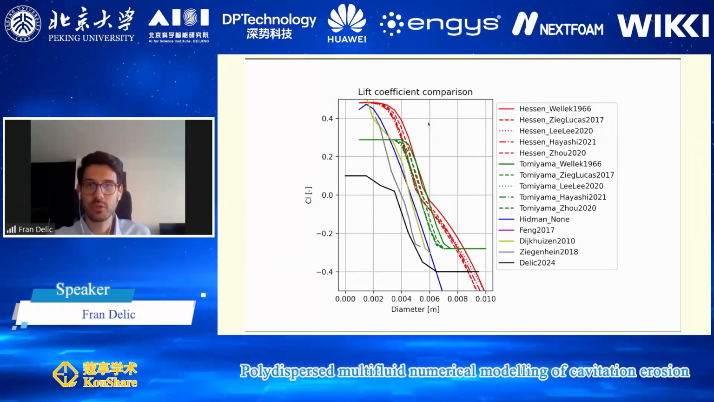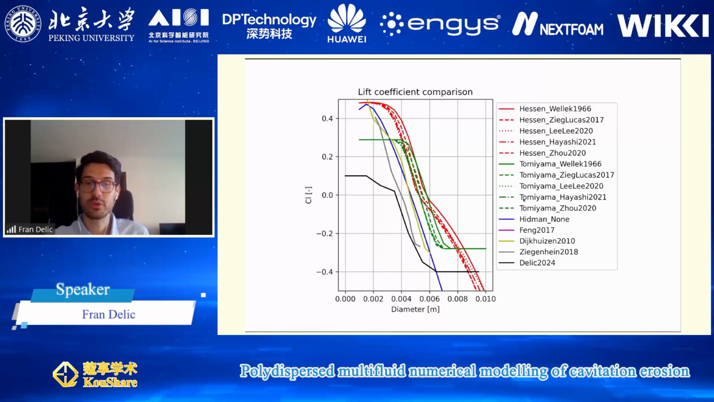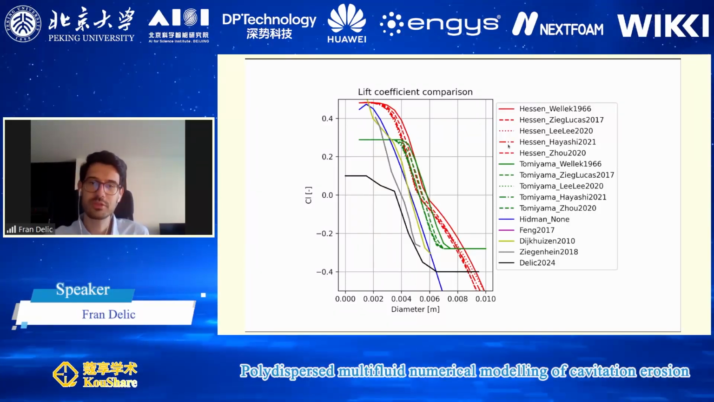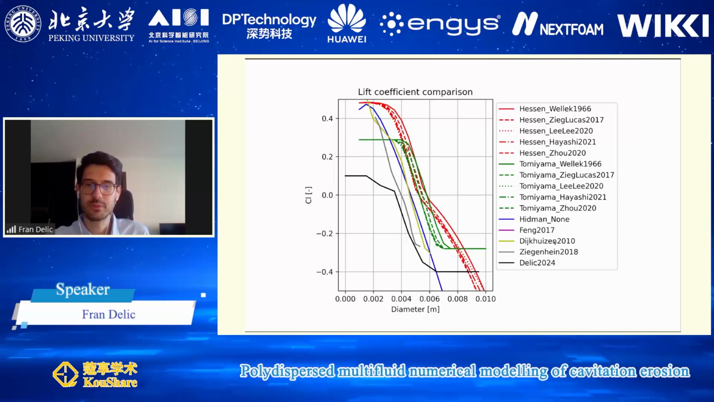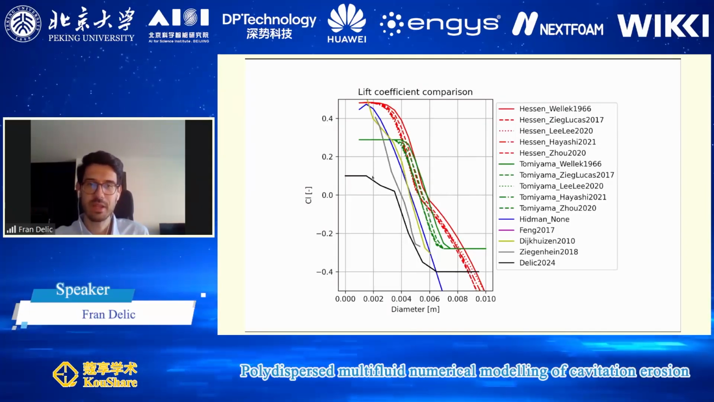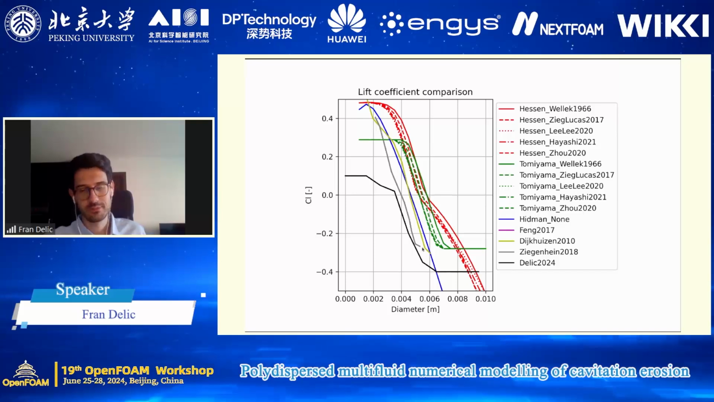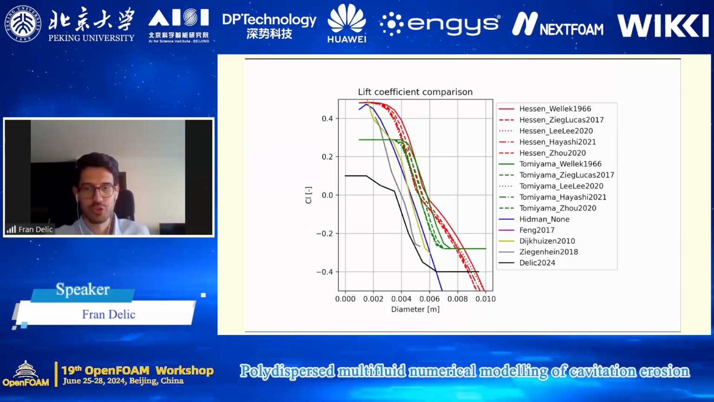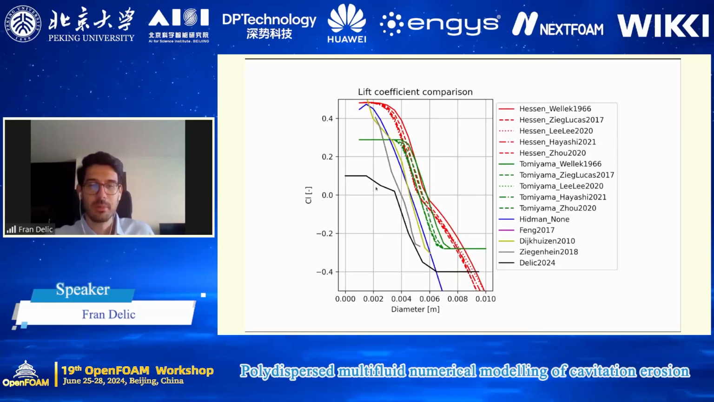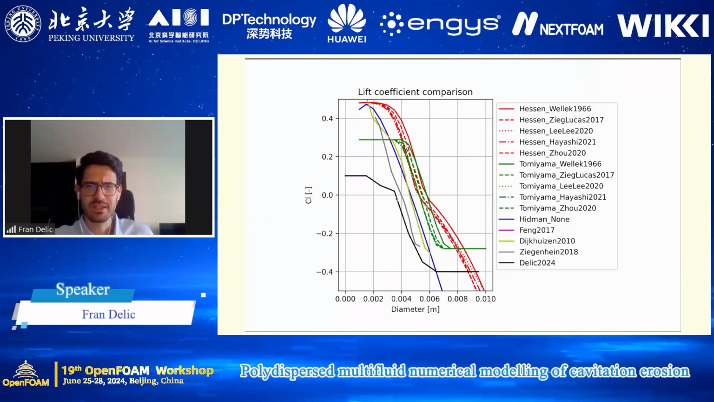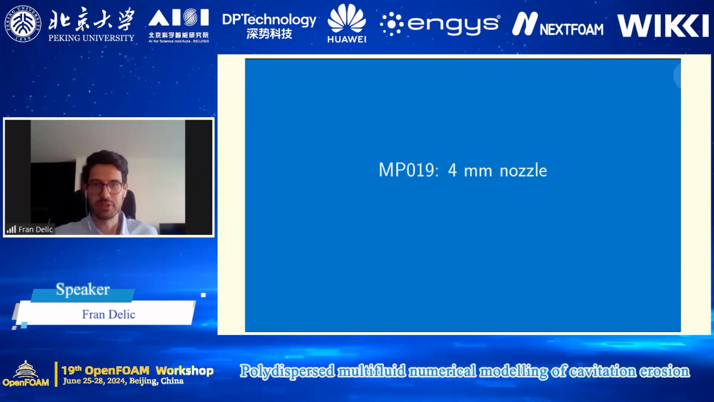And this is the lift model used. Again, in red and green, you can see some popular models from Hessenkemper and Tomiyama with different aspect ratio models. The next few lines are experimental results, and the black line here is the implemented lift coefficient. Again, this is for a water-air mixture at a bit higher pressure than usual. And you can see that the inversion is around 3.8 millimeters.